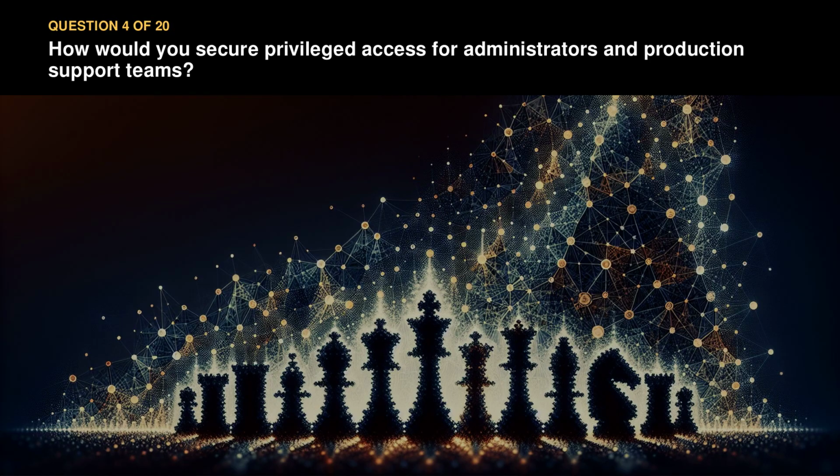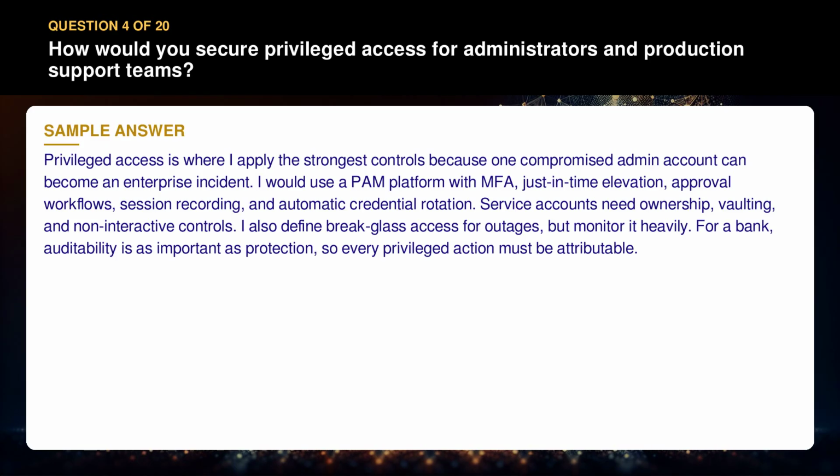Question 4. How would you secure privileged access for administrators and production support teams? Privileged access is where I apply the strongest controls because one compromised admin account can become an enterprise incident. I would use a PAM platform with MFA, just-in-time elevation, approval workflows, session recording, and automatic credential rotation. Service accounts need ownership, vaulting, and non-interactive controls. I also define break glass access for outages, but monitor it heavily.